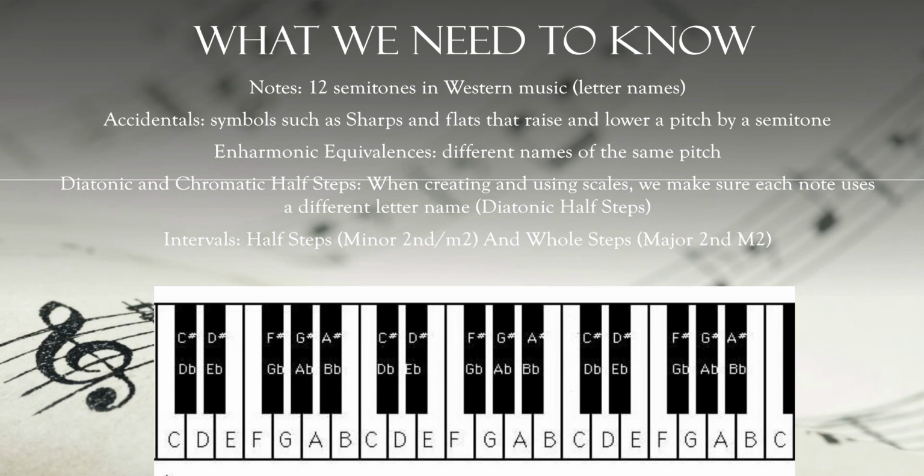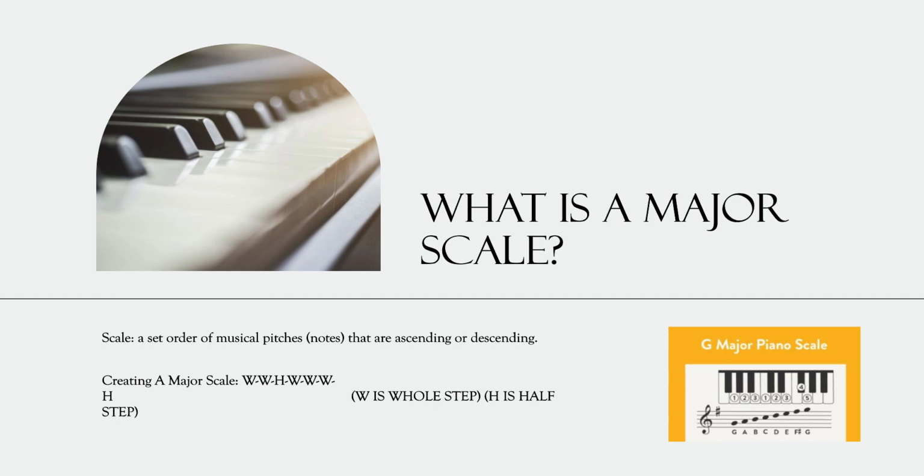When we deal with major scales, there is a pattern of whole and half steps that you have to abide by in order to get the major scale that you need. All right, now that we have covered the essential information, we can go over exactly what a major scale is. There are a lot of different types of scales in general that we use in music, and the definition of a scale is just a set order of musical pitches that are ascending or descending.